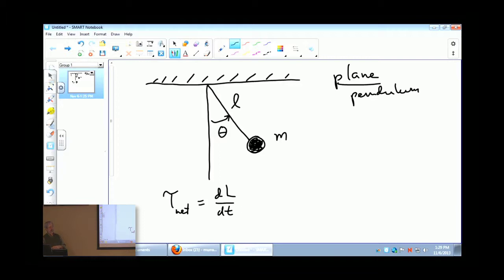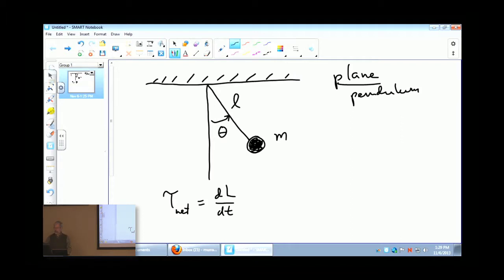Okay, so let's look at the two. There are two parts that we have to look at here: the angular momentum. You can turn that down, please. The angular momentum and the torque. Okay, so let's first look at the angular momentum in terms of the one variable that we have, which is theta.